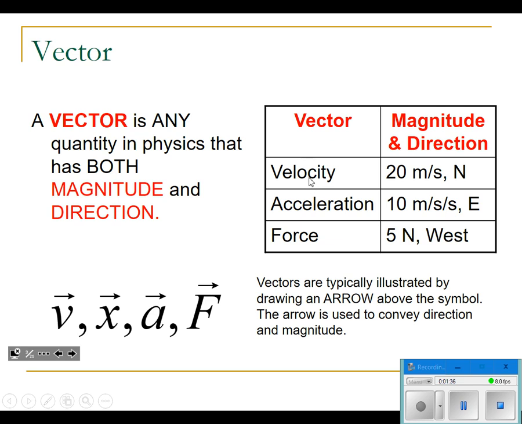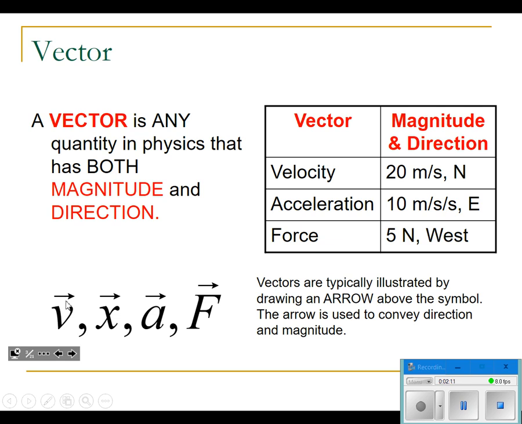So a vector quantity would be something like velocity, 20 meters per second, and directional, north. Okay, or acceleration, which is 10 meters per second squared, east. And force, which is something we'll talk a lot about this semester and this year, and that would be like 5 newtons west. Now on your formula chart, vectors are going to be illustrated by drawing an arrow above the symbol. It's used to convey direction and magnitude.